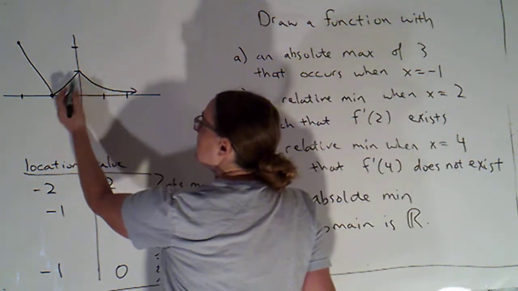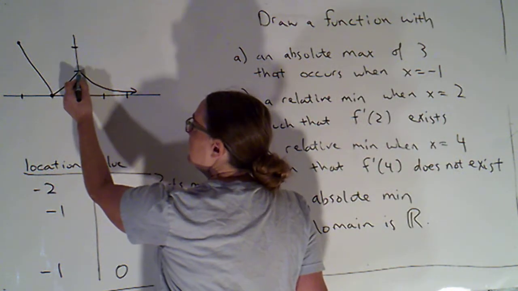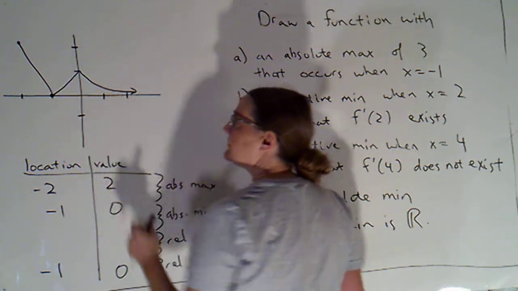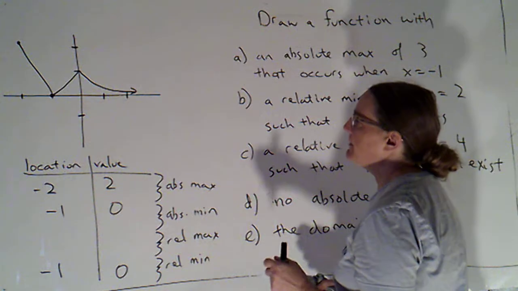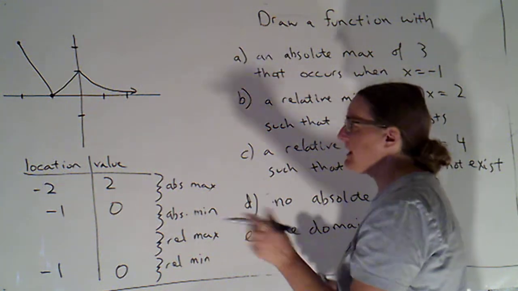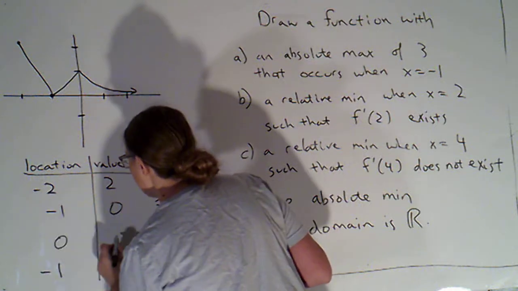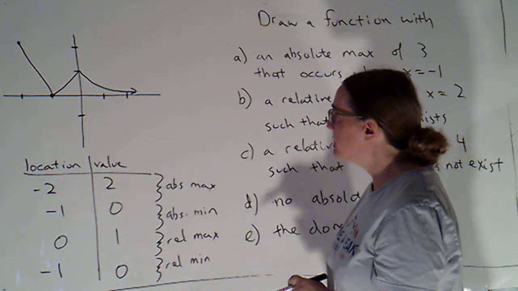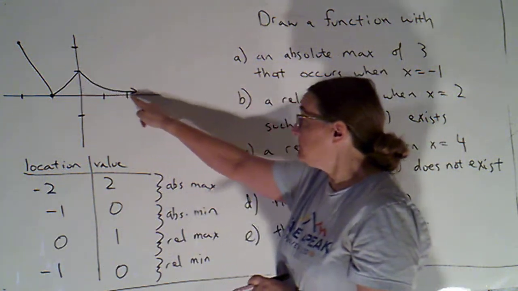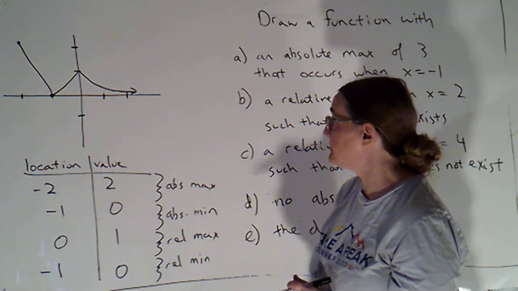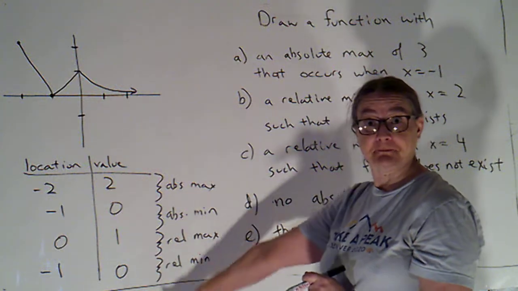Then I keep coming along, hit this point right here, and that's not the highest point ever, but if I look just a little to the left or a little to the right, I don't see anything higher, so that's a relative max. That occurs at 0 with a y value of 1. And then we just go down, but we never hit a lowest point, so that's it. So this one had 1 of everything.